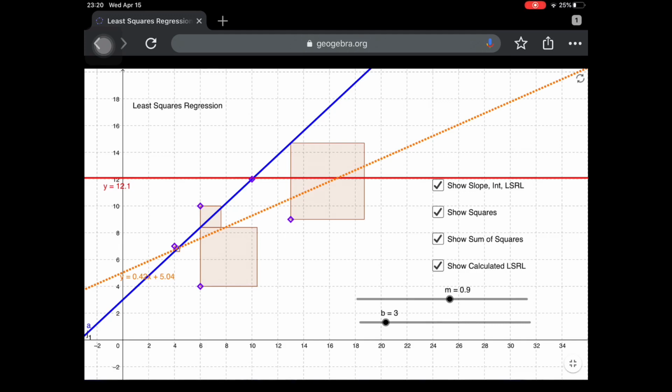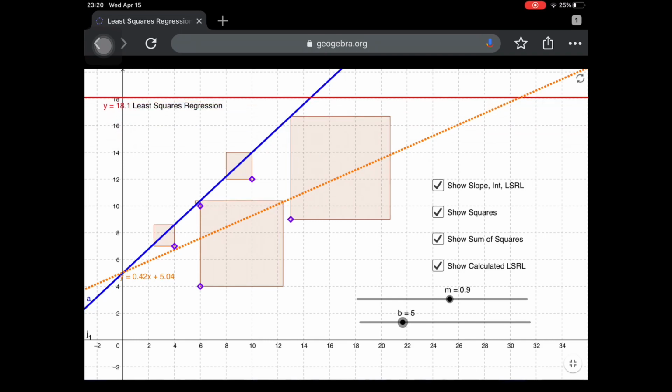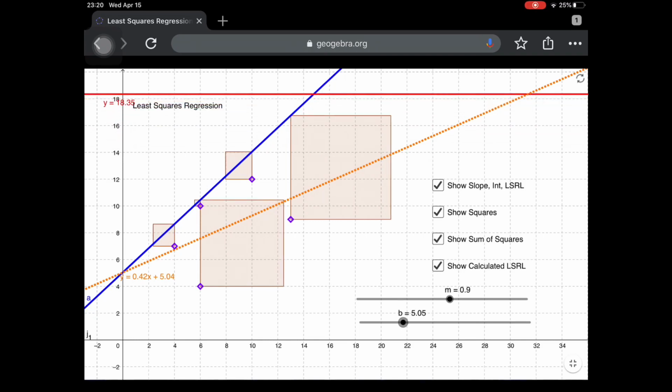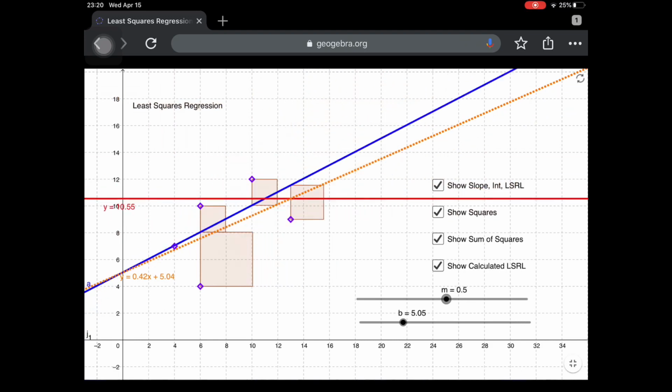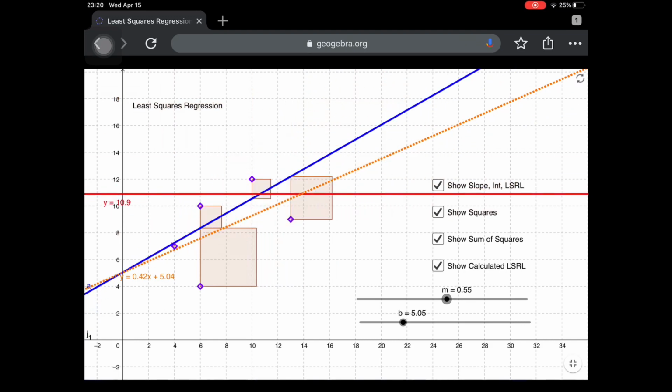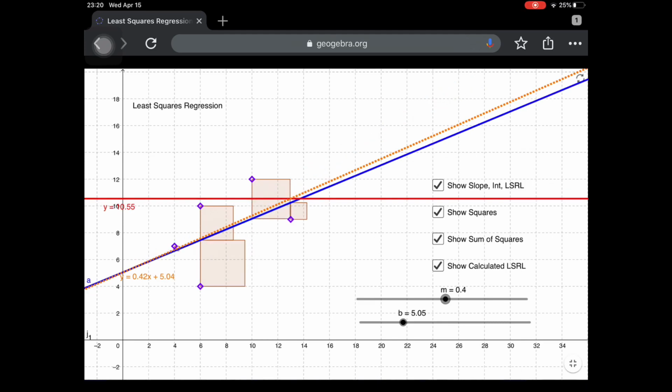Let's see, I need to change first of all the y-intercept. Let's make it there. And if I change the slope to make it match the line, I cannot make it match perfectly, but we can make an estimation there. You can barely see that, but it says 10.55, so that's definitely less than 12. Okay, so technically this is the regression line, the most accurate regression line, because it minimizes the squares. Okay, so that's what this method is about.